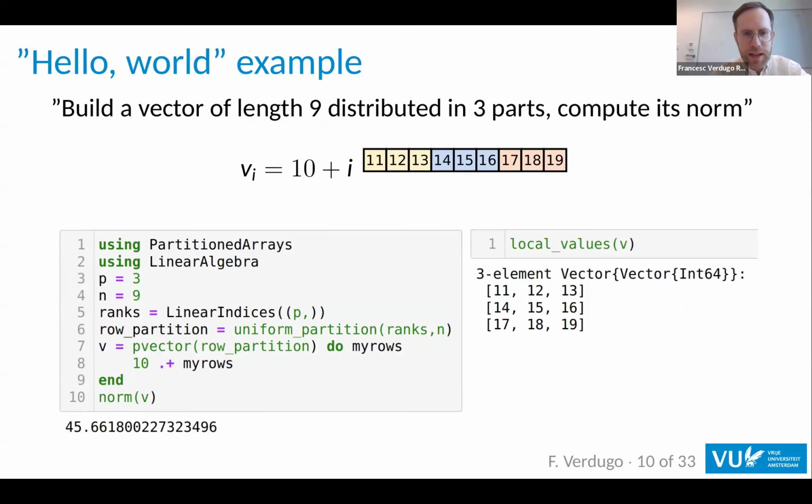In this slide, this is the screenshot of a Jupyter notebook, and I have not added extra workers or extra MPI ranks in this notebook. So this is running in a single sequential process. Here I'm solving a very simple example. This is really a hello world example, right? I'm building this vector of length 9 distributed over 3 parts, and I'm computing the norm of this vector using PartitionedArrays.